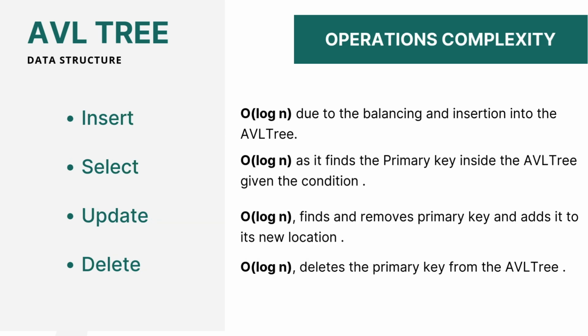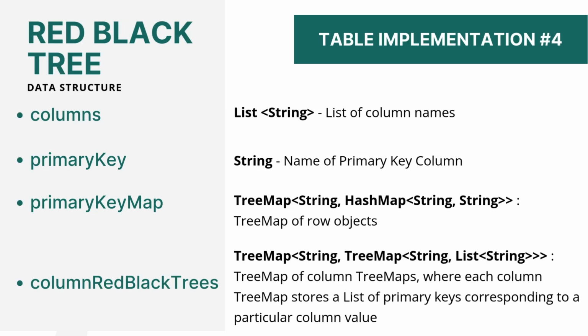The following complexity is given: O(log n) for insert, select, update, and delete. Insert, due to the balancing of an insertion into the AVL tree. Selecting, as we need to find the primary key inside the AVL tree given a condition. Update, as we need to find and remove the primary key and add it to its new location. And delete, as we need to delete the primary key from the AVL tree.